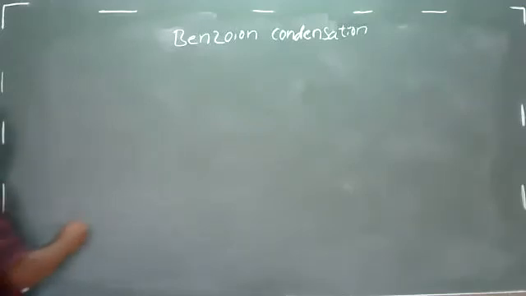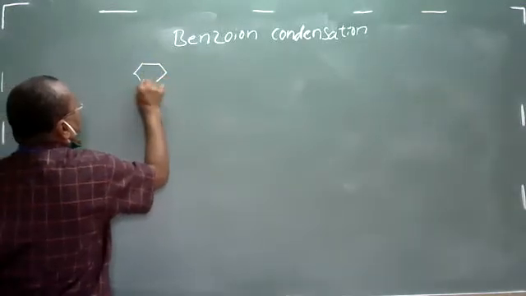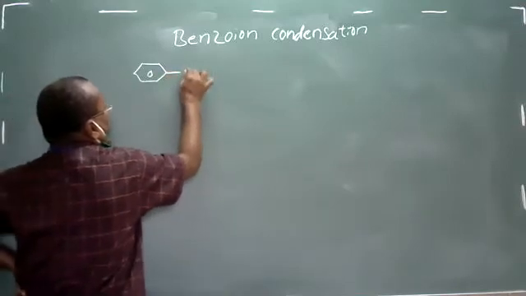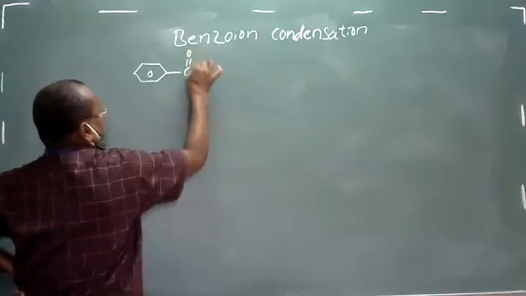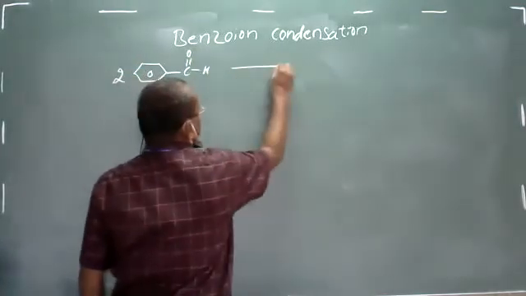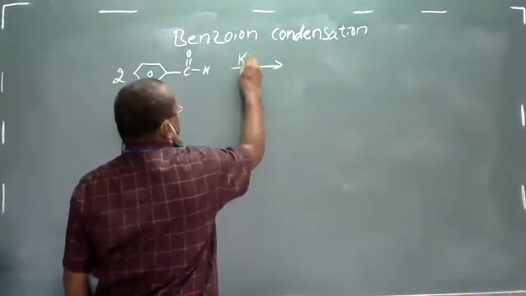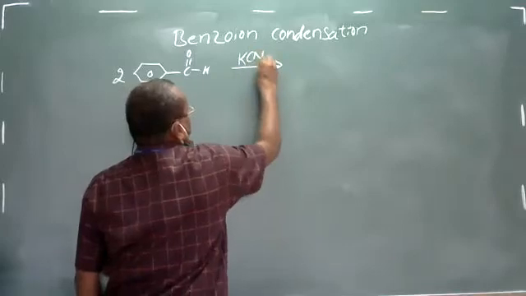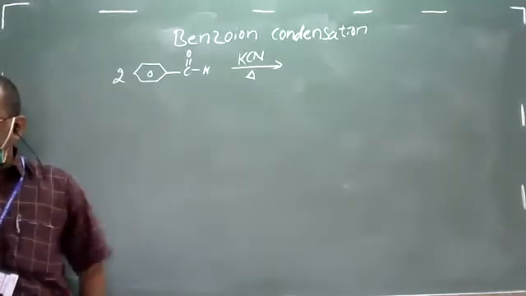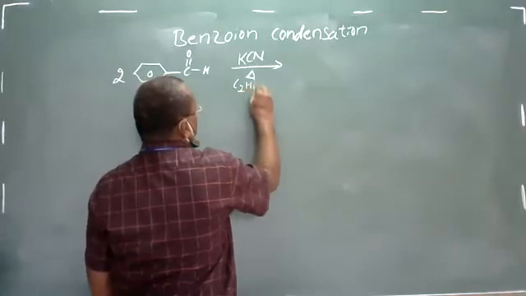And here the 2 moles of benzaldehyde molecule reacts in presence of a potassium cyanide and ethanol as a solvent.